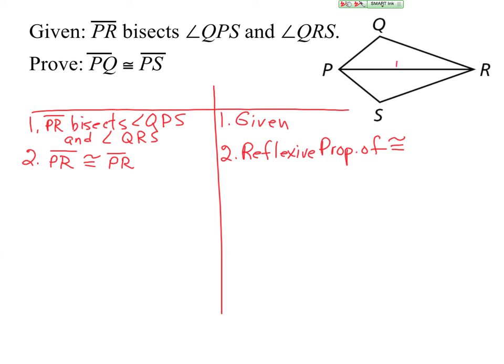Now let's think about what that given tells us. What's it mean if that segment bisects the angle? Okay, so can you pick up a pair of angles for me that are congruent? QPR. It's congruent to angle, what'd you say? RPS. Did you give me the reason? Okay, good. Definition of angle bisector.